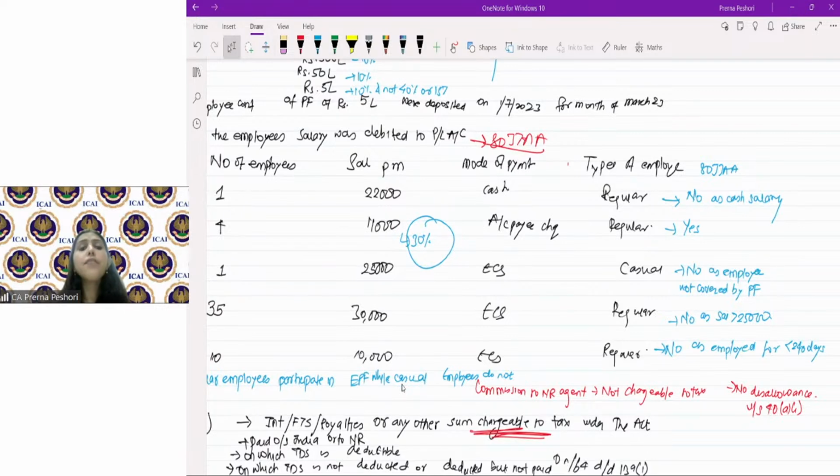In case the assessee was engaged in the business of, let's say, manufacturing of clothes or footwear or leather products, then would the assessee have got this particular deduction even in case of this employee? The answer is yes. So the answer is no still.